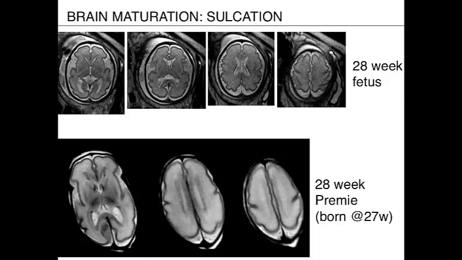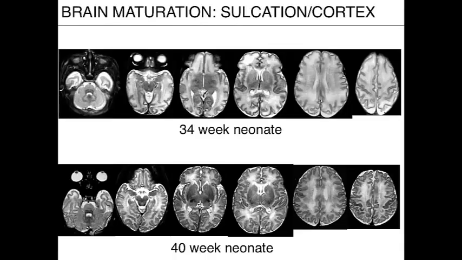If you do, however, you will notice that there is a slight delay in the sulcation pattern in a premature neonate of the same corrected age as a fetus. By 34 weeks, and here's a 34-week neonate, all your primary sulcation is complete, and nearly all of your secondary sulcation is complete.